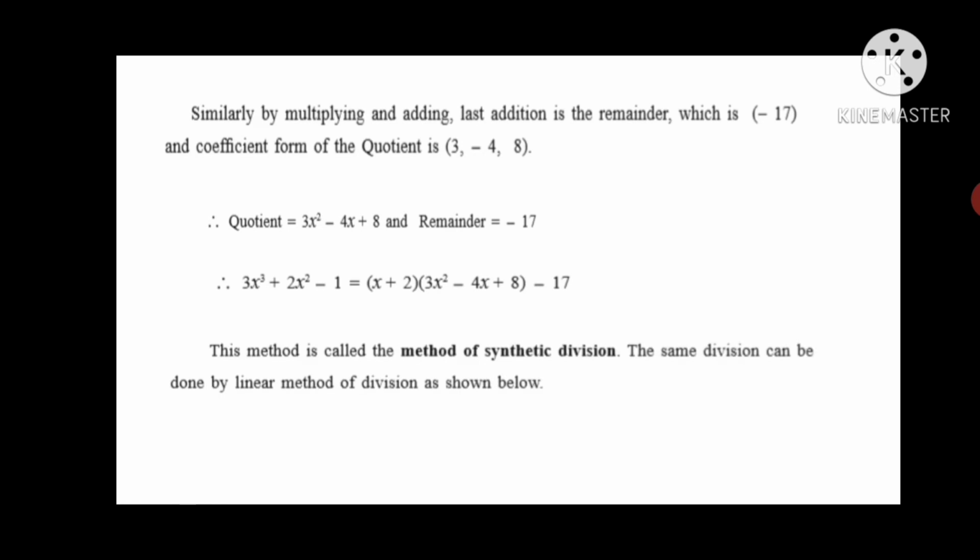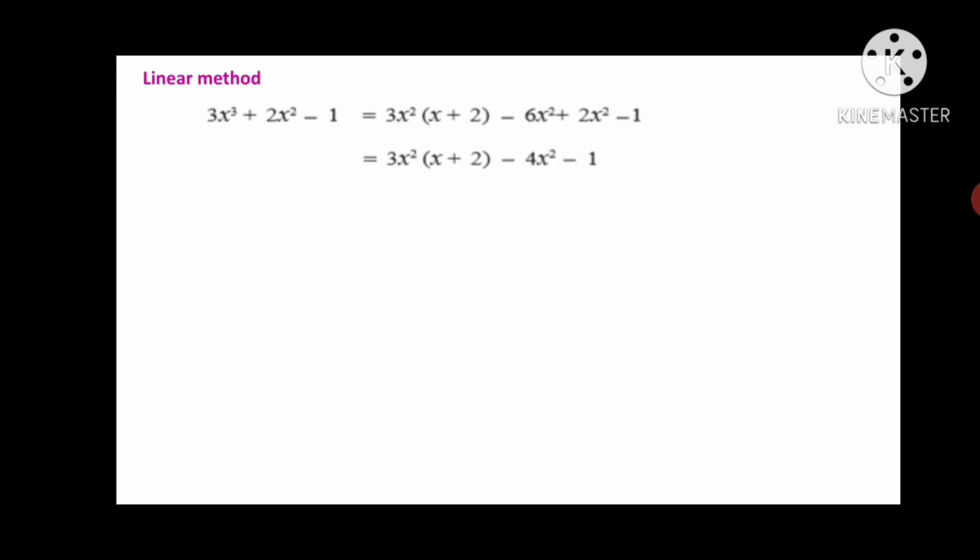The same division can be done by the linear method of division. Well, let us see that one. 3x cube plus 2x square minus 1 can be written as follows. 3x cube can be written as 3x square into bracket x plus 2 minus 6x square, because 3x square into x is 3x cube, and 3x square into 2 is 6x square. So minus 6x square plus 2x square, and you are getting the same result again.